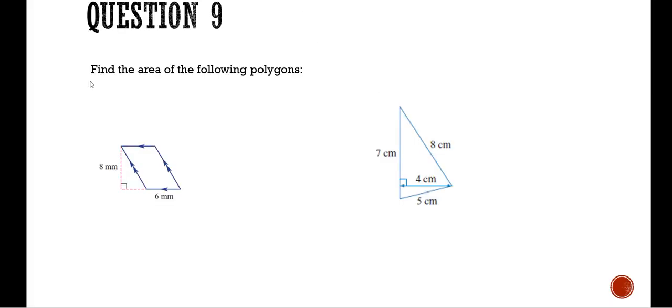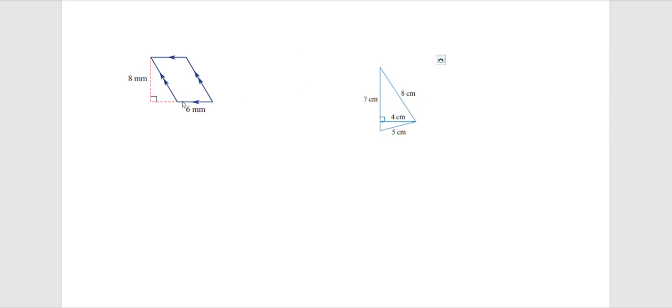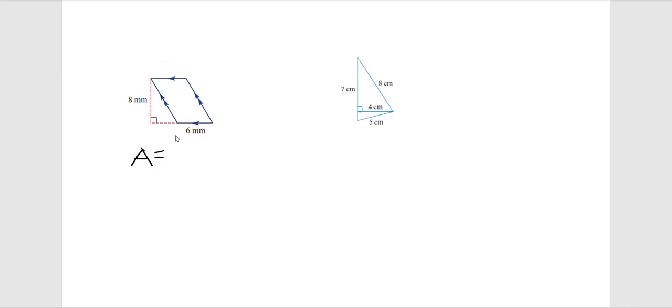Okay, question 9 says find the area of the following polygons. So make sure you're able to identify what shapes these are, what are the names of these shapes, and from there use the formula to calculate them. Okay, so for my first shape, I can see it's a parallelogram. Opposite sides are parallel. It looks like a squashed rectangle, but opposite sides are also equal. So the area of a parallelogram is base times height.